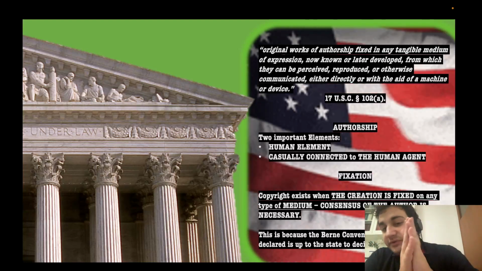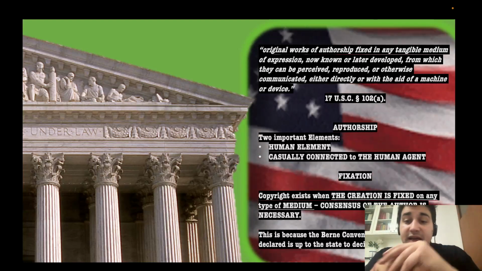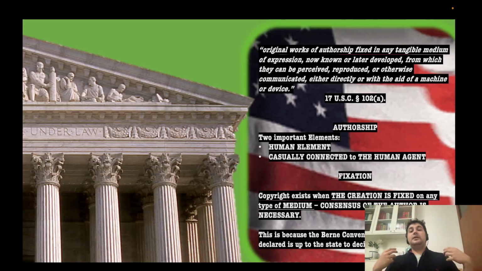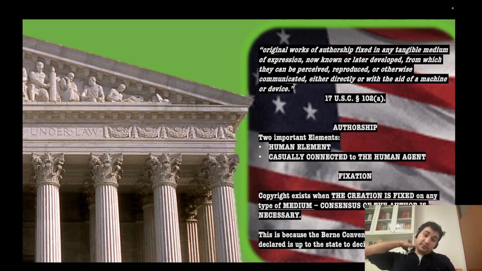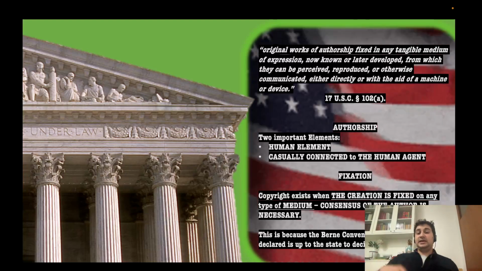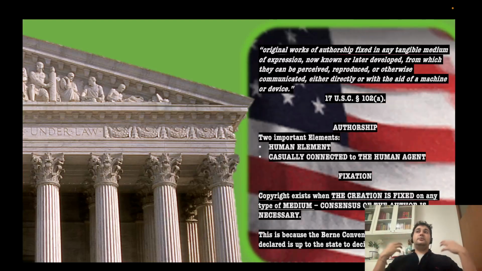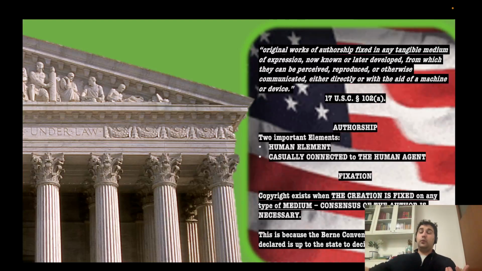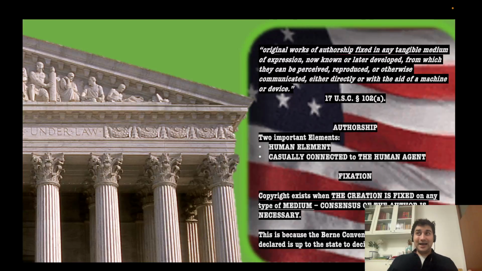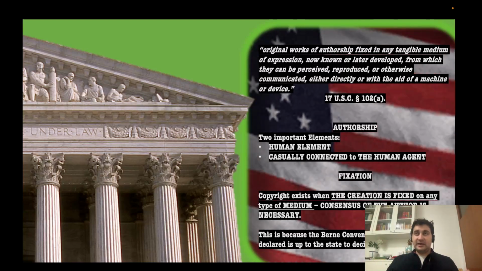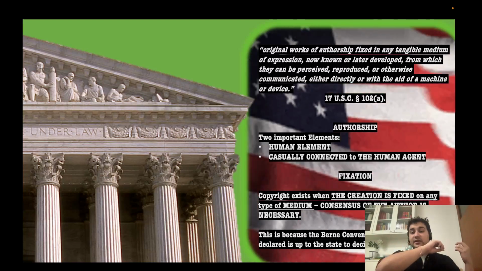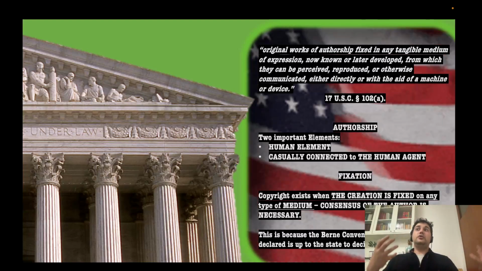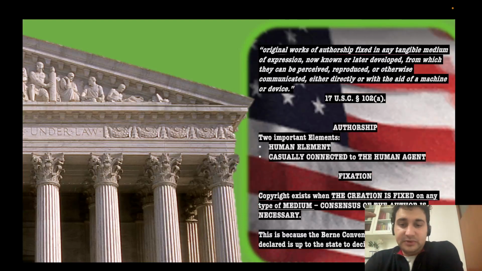Authorship is mentioned here as being formed by a human element, so it comes from human agency, and it has to be causally connected to the human agent. So authorship is the human agency and the connection with the work generated by it. The work generated needs to be linked to such human agency, right? In this way, you create the authorship link.